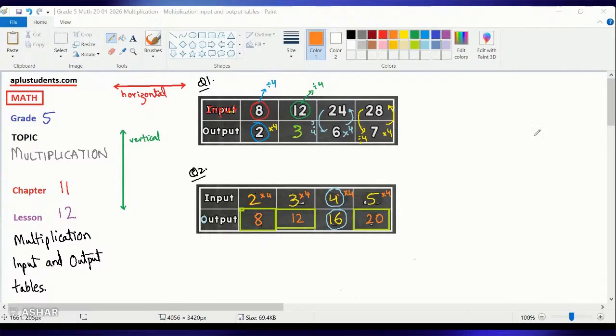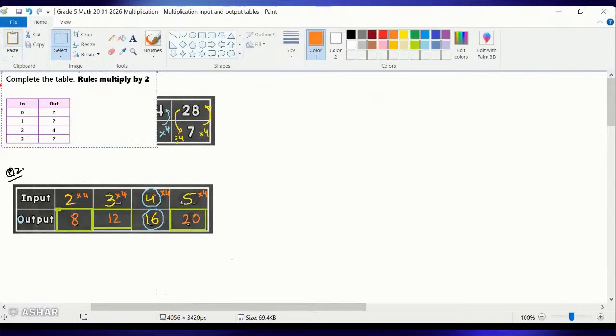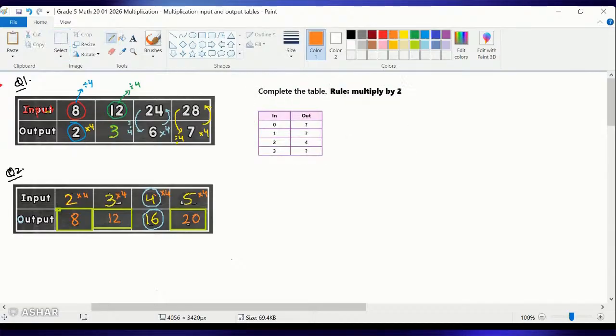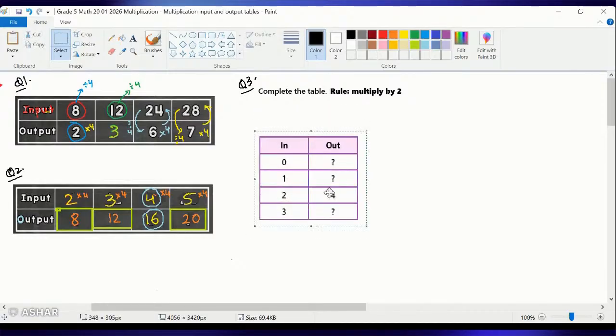See, the questions that we have is, let's start off with a question. If I would say, they're saying complete the table, rule multiply by 2. Okay, let's see. In this question, what is given to us is this. Let's say this is our question number 3. And what they are saying is, we need to complete the table such that there's a rule given to us. The rule says that each number is multiplied by 2.